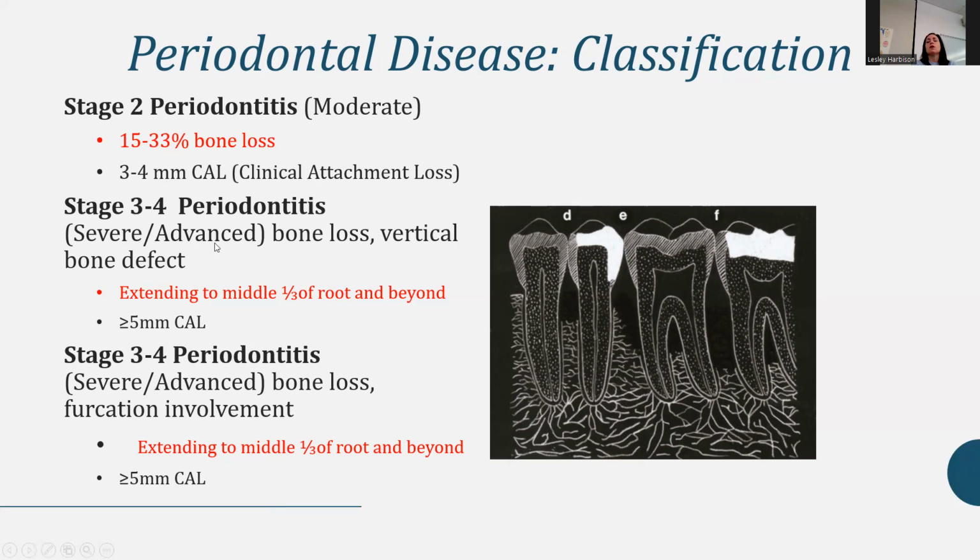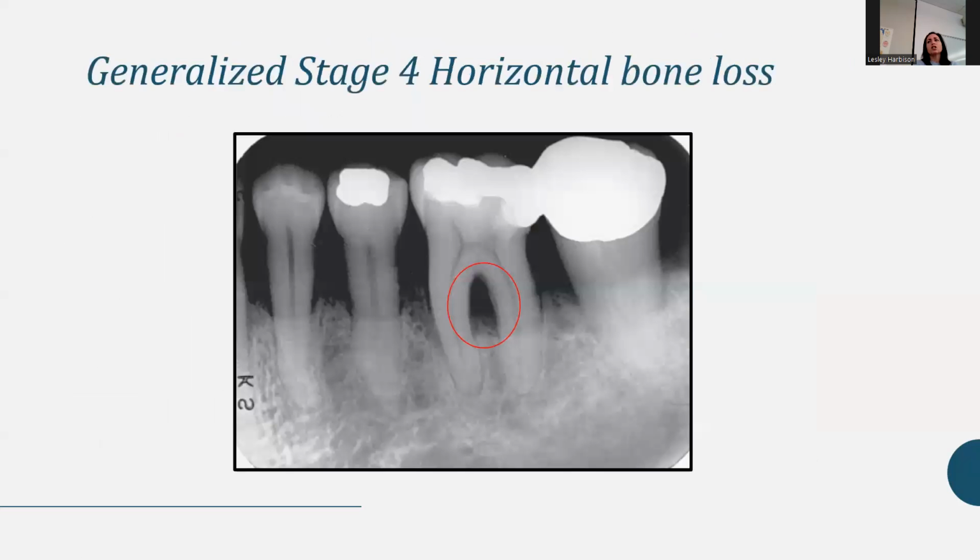Stage 3 to 4, severe or advanced. There's bone loss, probably vertical and horizontal, and some furcation involvement, especially as we get closer to the 4s for sure, and then mobility, and it's extending into the middle third of the root. So that's all just kind of repetitive. So here's an example of horizontal bone loss throughout. Definitely severe, major furcation involvement there. And that's really easy to see. Like more severe perio is easy to see.